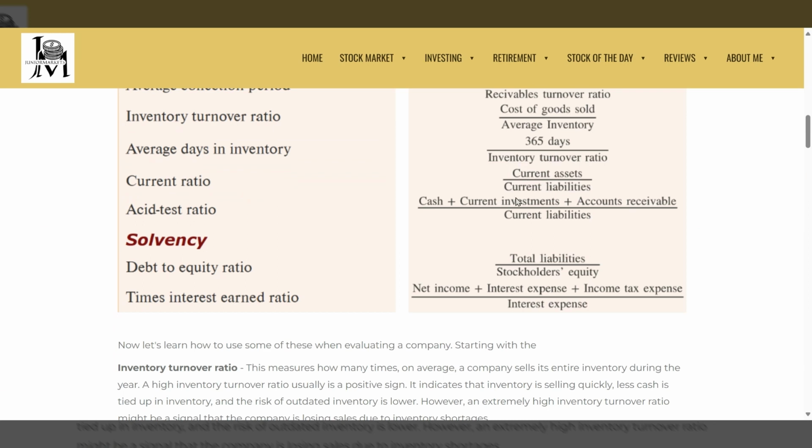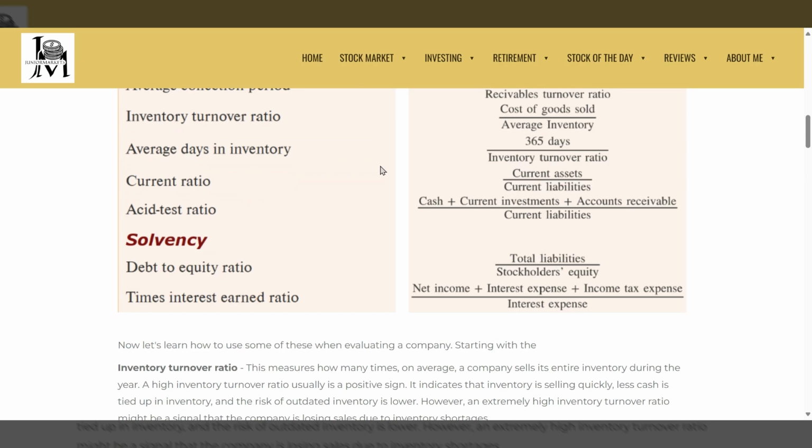But if we switch over to quick ratio, we still take current assets over current liabilities, but we subtract inventory and prepaid expenses from current assets. So it's more of a short term measure, just to make sure this company has enough near term cash assets to pay their current liabilities.